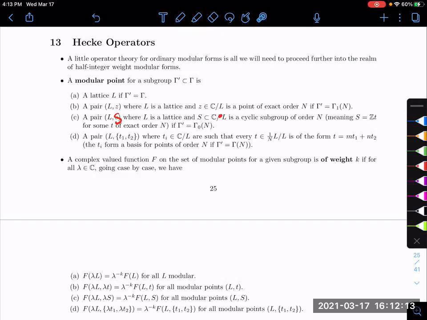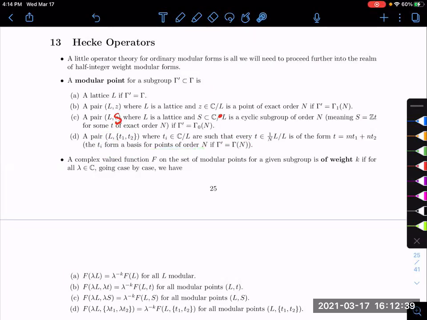If my gamma prime is actually a full congruence subgroup, like one of the OG congruence subgroups that we defined, just gamma of n, so the matrices that are the identity when you reduce them mod n, then we're going to say a modular point is a pair still of a lattice and then a tuple of two cosets, Ti, that form a basis for the points of order n.